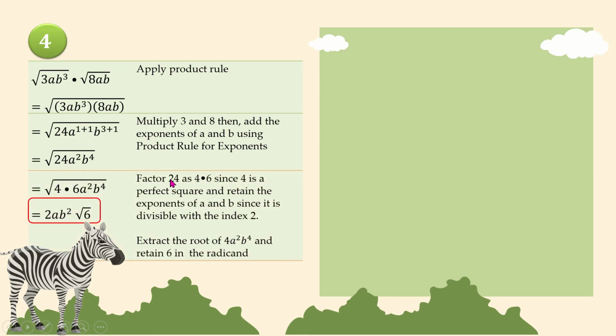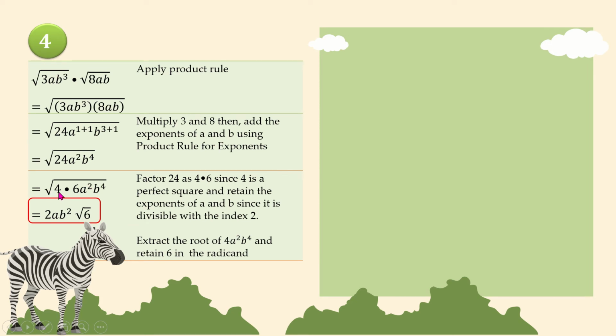Next, we factor 24 as 4 times 6 since 4 is a perfect square. Why? Our index is 2, square root, imaginary 2. 4 is a perfect square, and we retain the exponents of a and b. Why, sir? Since they are already divisible by the index 2. So 2 and 4 are divisible by the imaginary index 2. So we no longer change or break them down.